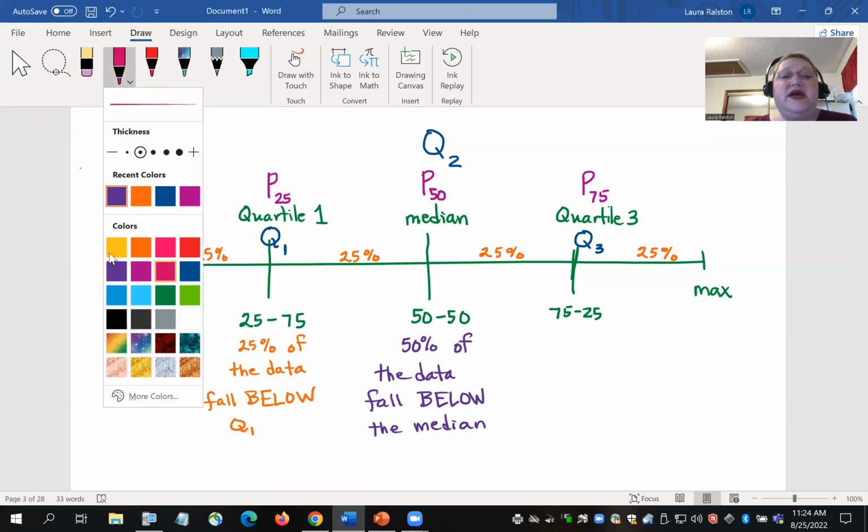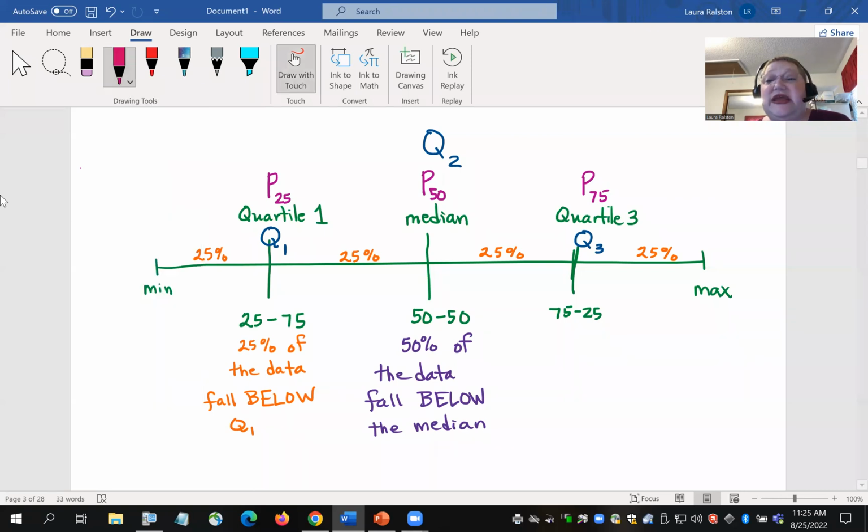Okay, then for quartile 3, we would say 75% of the data fall below quartile 3.